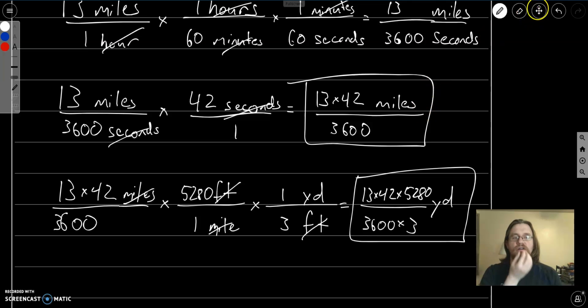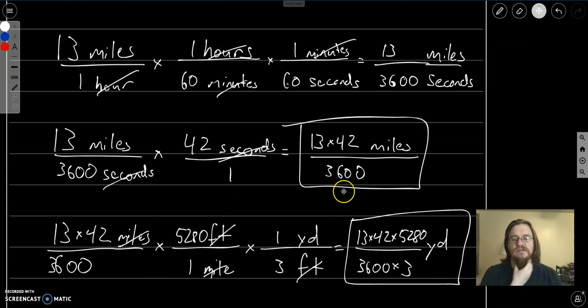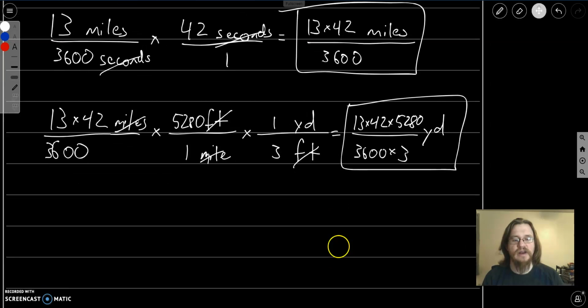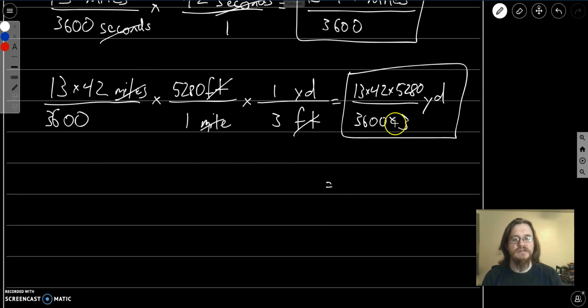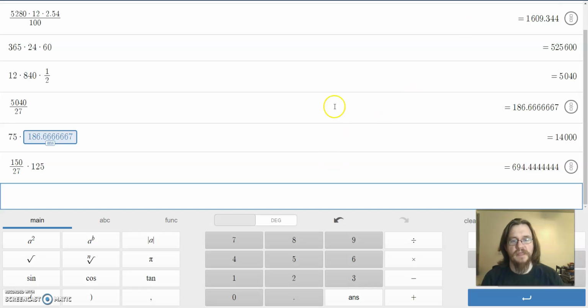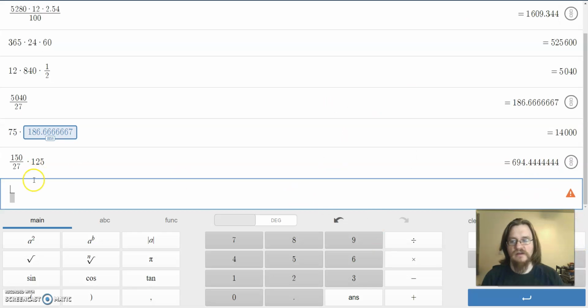The reason that I'm doing all of this without simplifying first is because if you simplify and round in the middle of an example, rounding causes errors. You can only round at the end of a problem to get the right answer. So let's type all of this into our calculator. So 13 times 42 times 5,280 divided by 3,600 times 3. So we've got ourselves a big fraction.